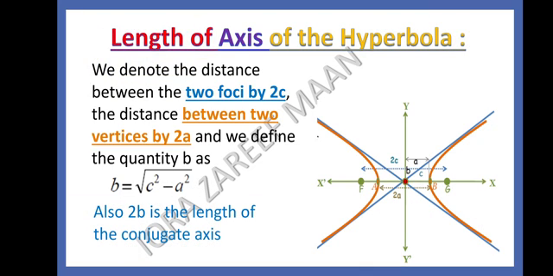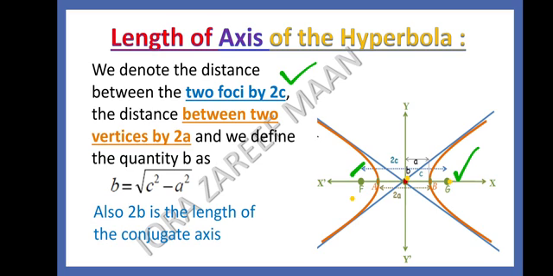Length of the axis of the hyperbola. We denote the distance between the two foci, where the first focus is F and the second is G, by 2c. Or in other words, the distance from F to the center is c, and similarly the distance from G to the center is c, and the total distance is 2c.